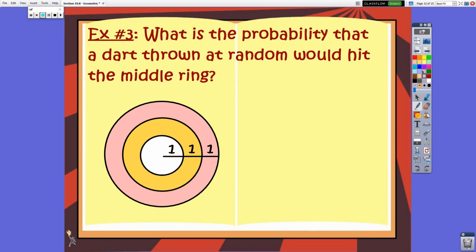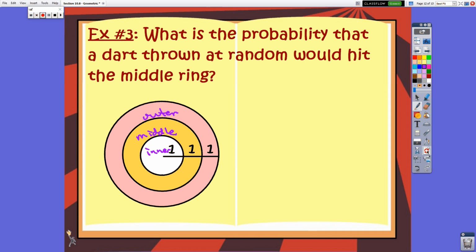Now we're going to step it up just a little notch here. So example 3, what is the probability that a dart thrown at random would hit the middle ring? And so by the middle ring, I'm talking about this orange ring. So this pink would be the outer ring, this orange would be the middle ring, and the white, we could call the bullseye, we could call the inner part. It's really up to you what you want to refer to it as.